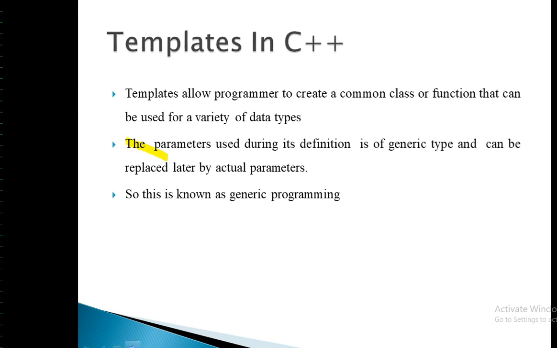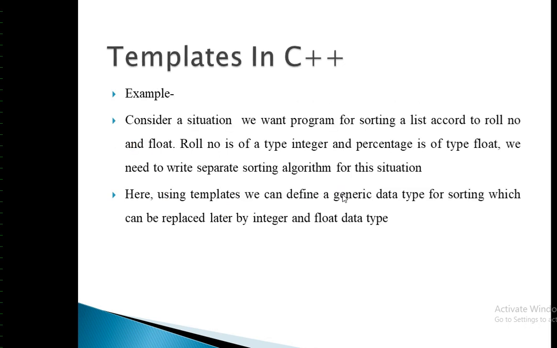Templates allow a programmer to create a common class or common function that can be used later for a variety of different data types. The parameters used during its definition are of generic type and can be replaced later by the actual parameter. So this is known as generic programming, because at the start of defining a function or class we can't use the actual data types. We are using generic data types, and later they will be replaced with the actual data types, so it is called generic programming.